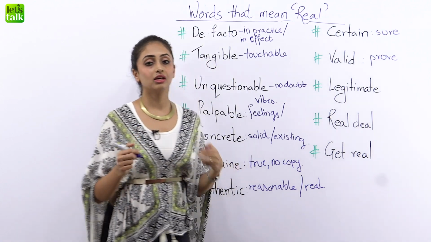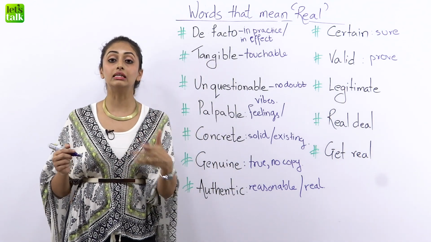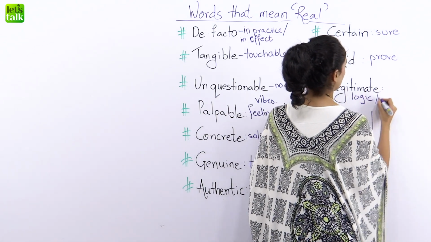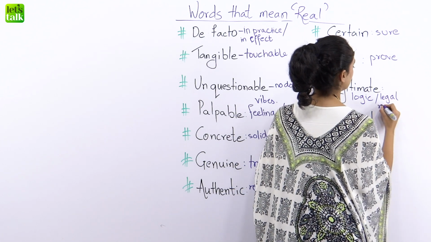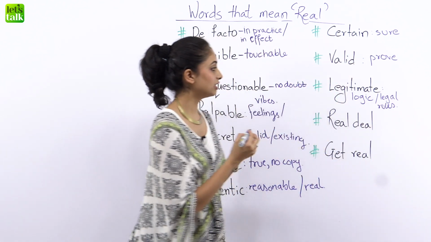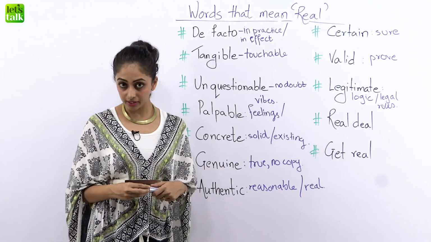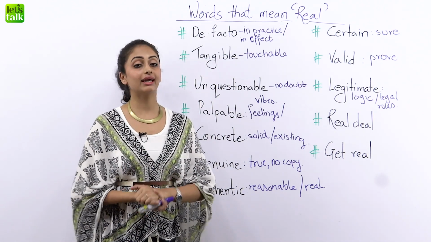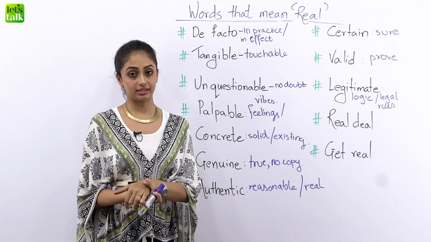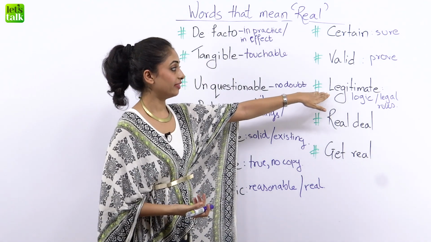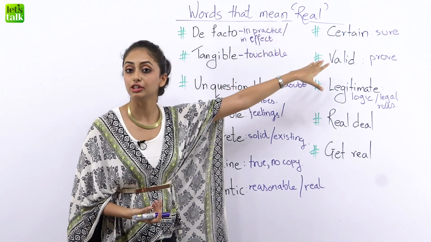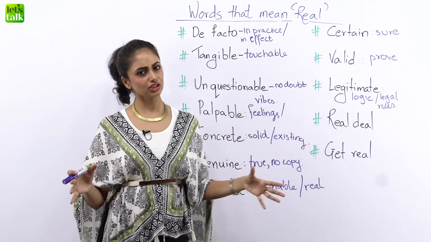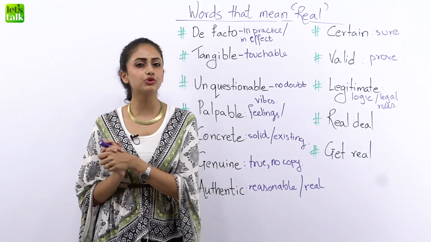Okay, moving from validity, we have legitimate. Legitimate is something that you can reason with logic or even legal rules. Information is legitimate. That means it is definitely based on logic, correct logic, and legally it is correct. Okay, that is legitimate, and that is also connecting with real information. Legitimate information, real information.